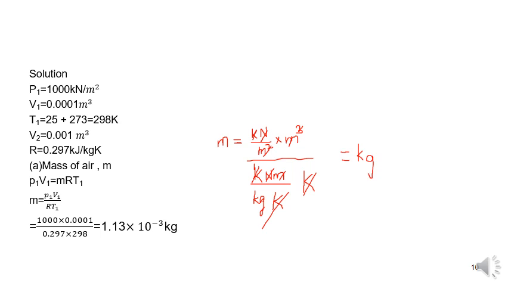So if you don't know the unit of the mass, simply substitute all the units given in the data into the formula. M is equal to P1 V1 by R T1, and 1 joule is equal to 1 Newton meter. So we can convert this 1 joule as 1 Newton meter.